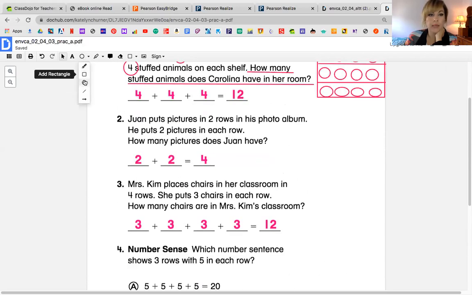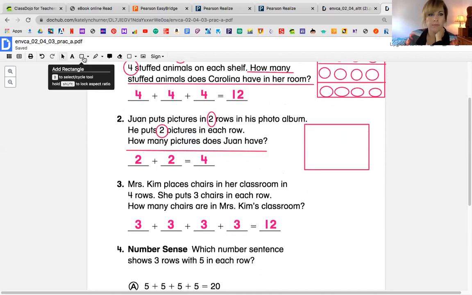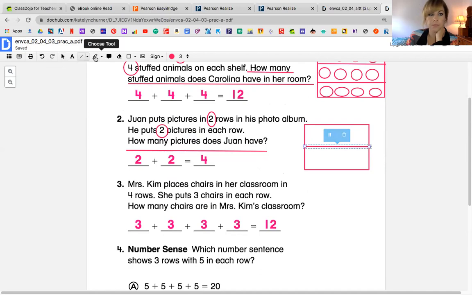Number 2 reads, Juan puts pictures into 2 rows in his photo album. He puts 2 pictures in each row. And then my question is, how many pictures does Juan have? So what we're going to do is go ahead and make an array. So I always start by making a square or rectangle. It doesn't matter. I usually do a rectangle depending on how many I have. And then I need to make 2 rows. So I'm just going to cut this in half, and I now have 2 rows.